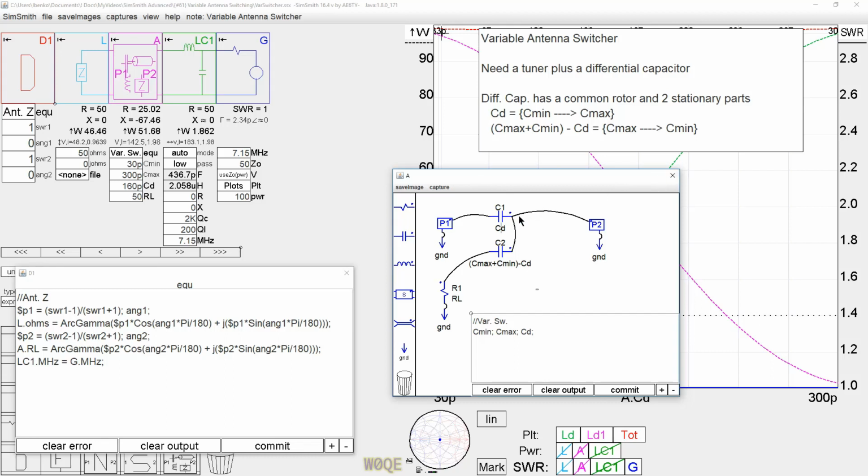So now we'll close. So think of this for a minute. We've got a tuner. We're going to tune to some impedance at this point. And then we have this capacitor here, which varies these two capacitances in relationship to each other with the two load impedances. And let's look at what that does for us.